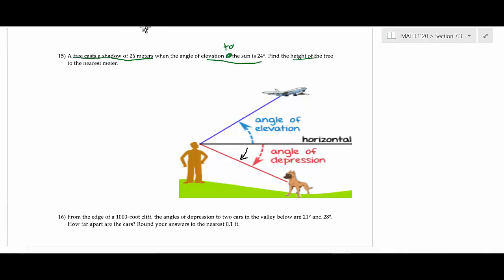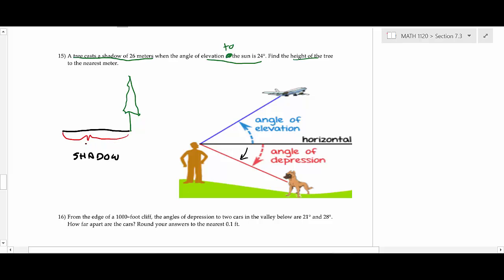Okay, so let's do this. Let's draw a tree. So there's my tree, like that. And then what we're going to have is the tree is casting a shadow. There's my shadow. And it tells me that shadow is 26 meters long. So see, we're going to try to make a triangle out of this. Then it says the angle of elevation to the sun.